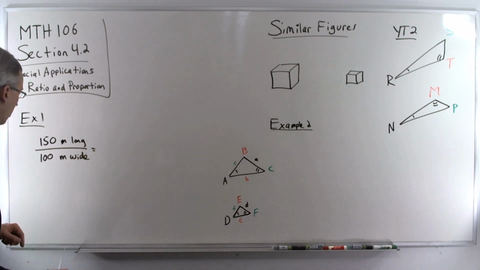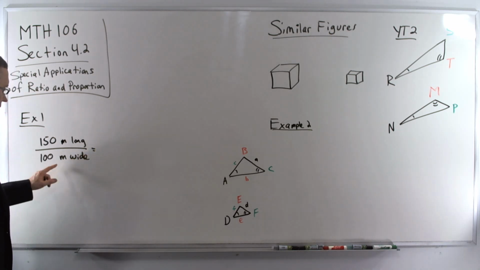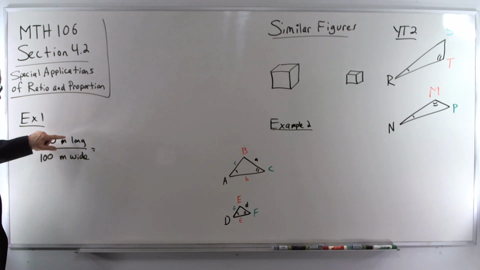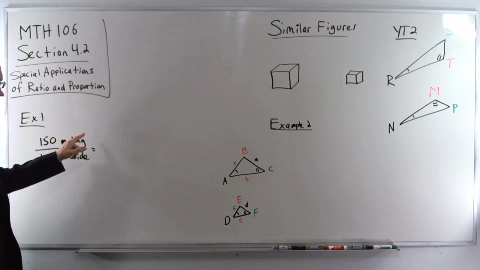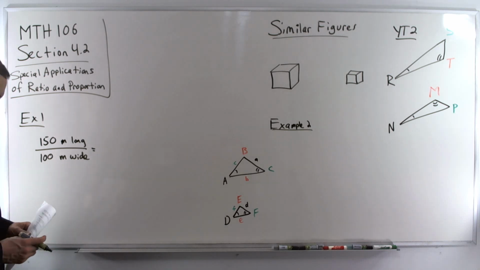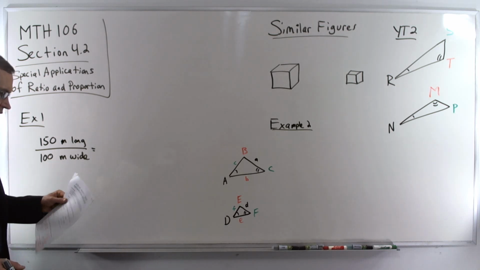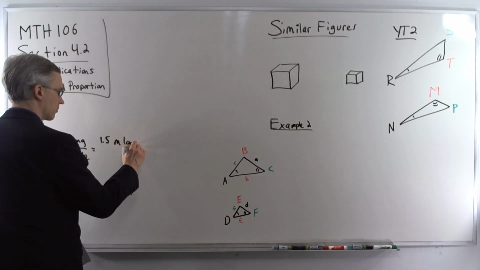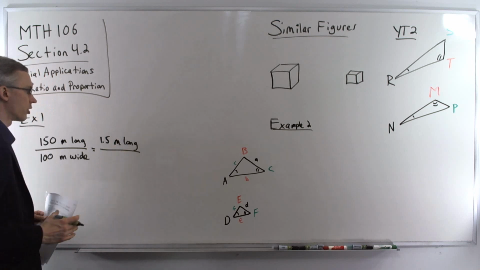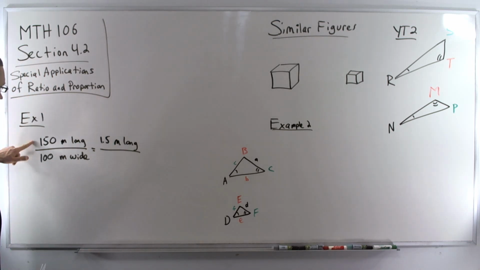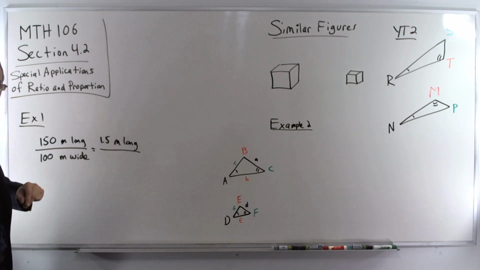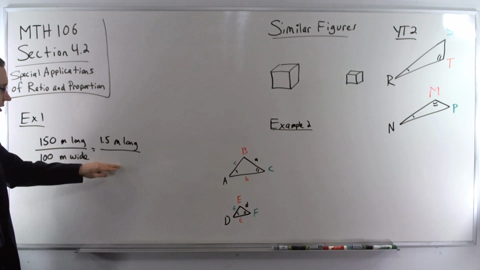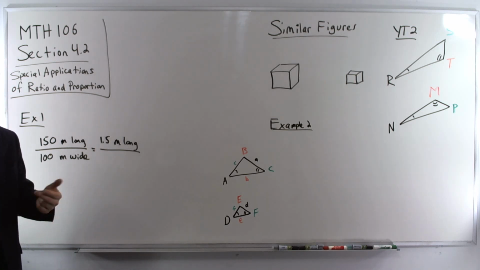And I'm going to start with the city park's dimensions. Now since all the units are meters, we should put a little bit more information there so we can differentiate between the length and the width. So 150 meters long, 100 meters wide. Now the drawing is 1.5 meters long. Since we're talking about the length of the drawing, this has to go on top because in the original ratio, I put long on top. So length on top in both of the fractions, width on the bottom in both fractions. We have to be consistent when we set these up.